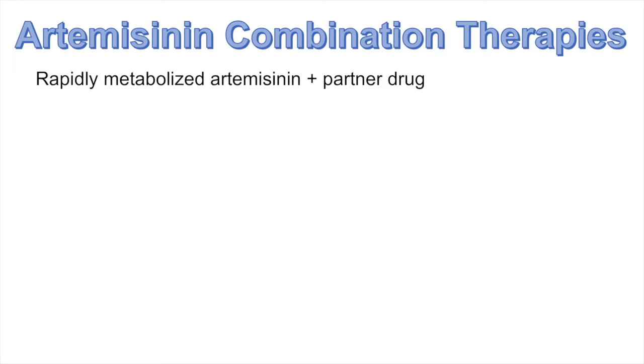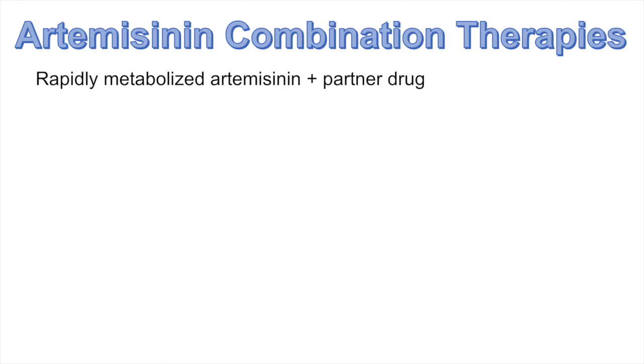Artemisinin-based combination therapies, or ACTs, are very effective but metabolize rapidly, so they need slower, longer-lasting partner drugs like lumefantrine, which targets the multi-drug resistance 1 transporter, PFMDR1.